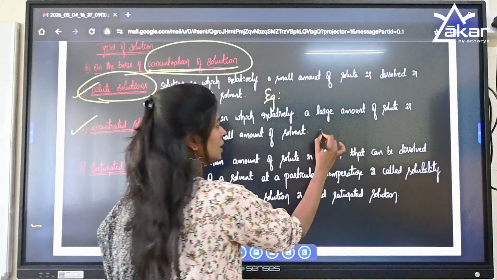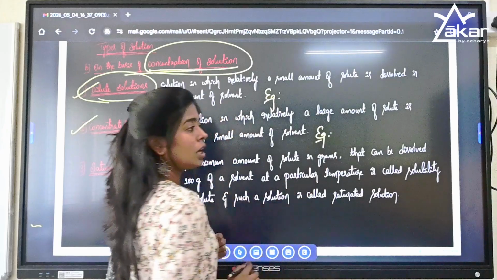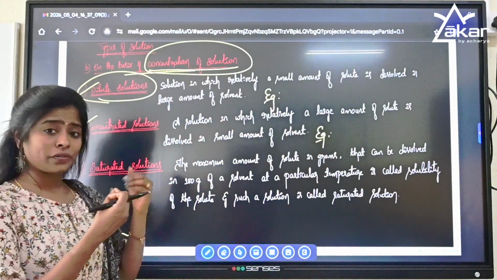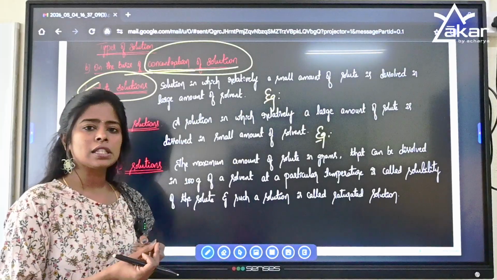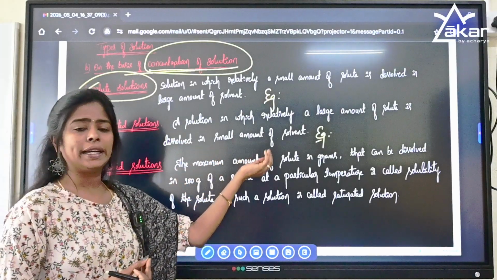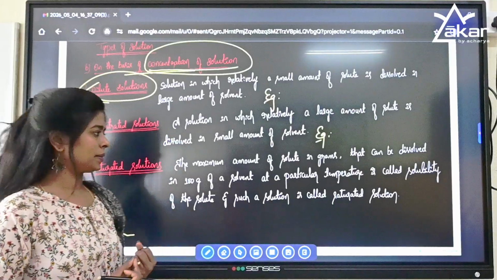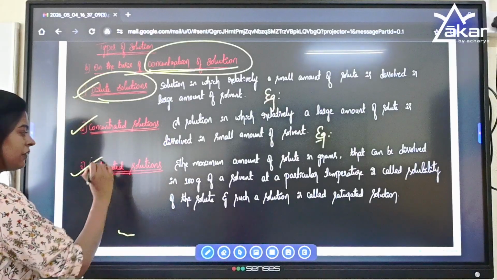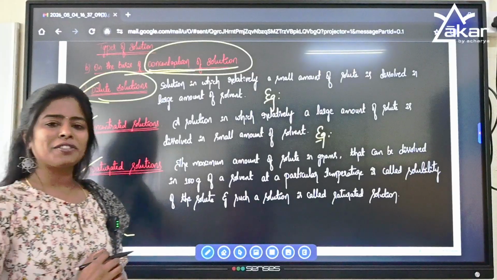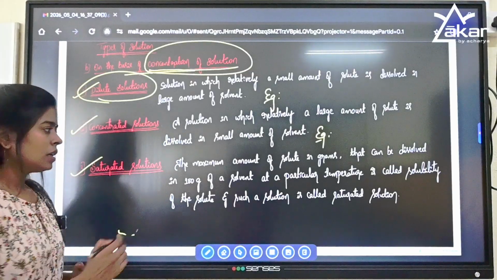An example for concentrated solution is, here we are dissolving more salt, that is more solute, in a small amount of solvent. That is, more sugar or more salt is dissolved in less water. The third classification is saturated solution. So what is the meaning of saturated solution?